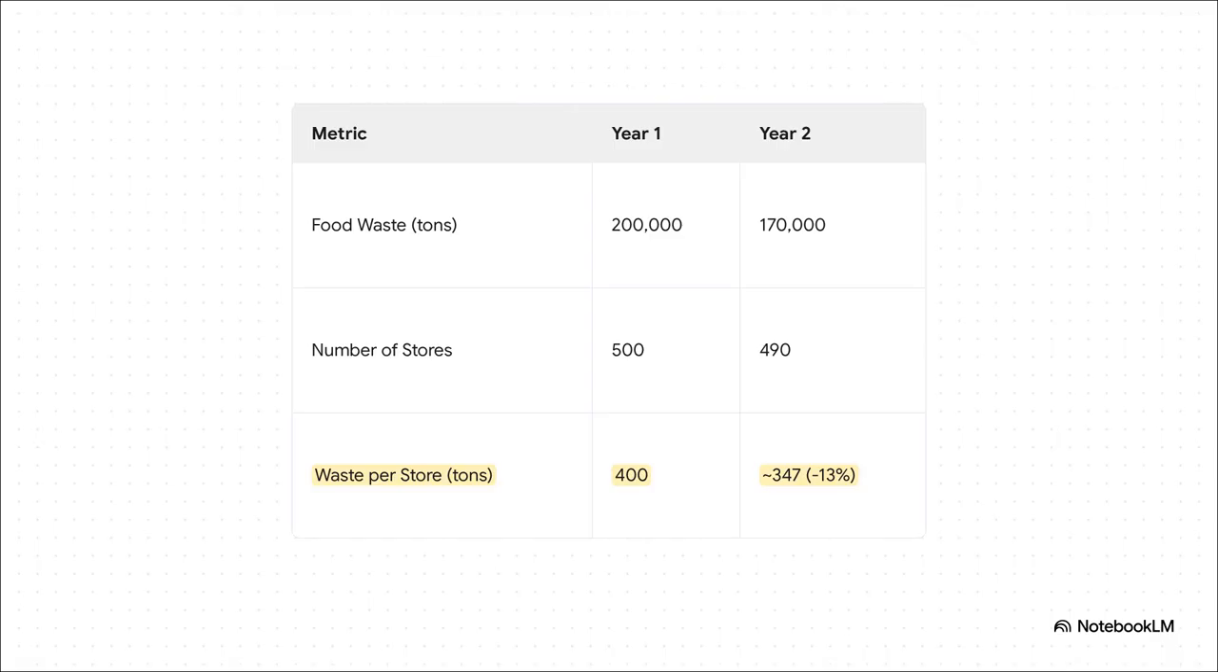Grocer A cut its food waste from 200,000 tons down to 170,000 tons. On the surface, that looks great, but did their efficiency actually get better? Well, during that same time, they also closed a few stores. By normalizing the waste per store, we can see that yes, this is a real improvement. Waste per store dropped by about 13%. So normalization confirmed the positive trend.